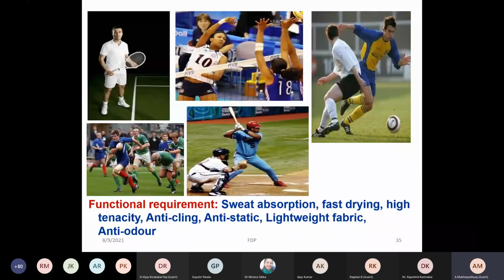Now, functional requirements for a type of sports activity like football wear: sweat absorption, fast drying, high tenacity. This is very, very important. Not only the fabric, also the seam. Anti-cling property, anti-static, lightweight fabric, and anti-odor. So these are the important requirements.